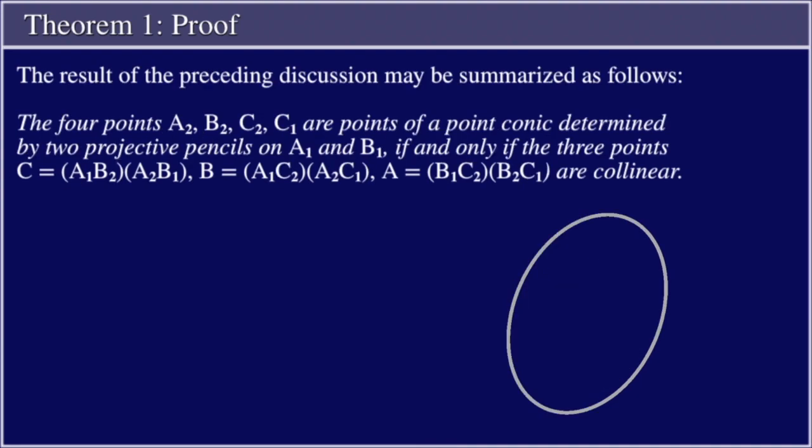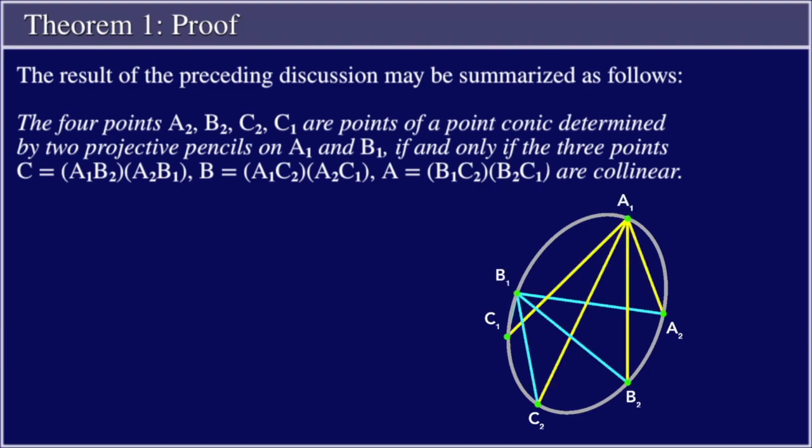The results of the preceding discussion may be summarized as follows. The 4 points A2, B2, C2, C1 are points of a point conic determined by two projective pencils on A1 and B1, if and only if the 3 points C, equal to A1B2 A2B1, B, equal to A1C2 A2C1, A, equal to B1C2 B2C1, are collinear.